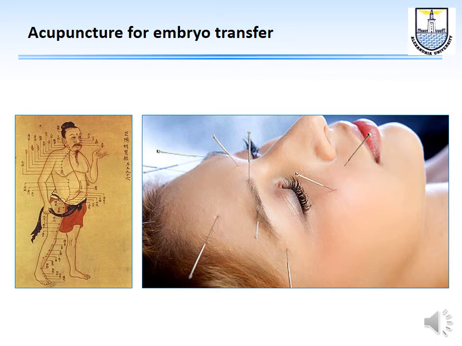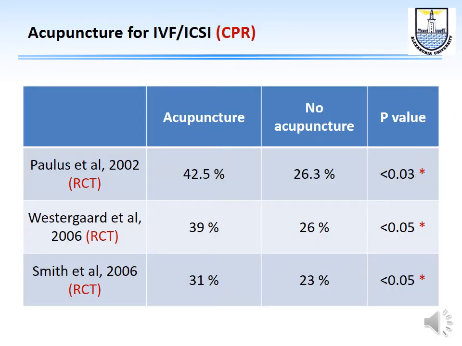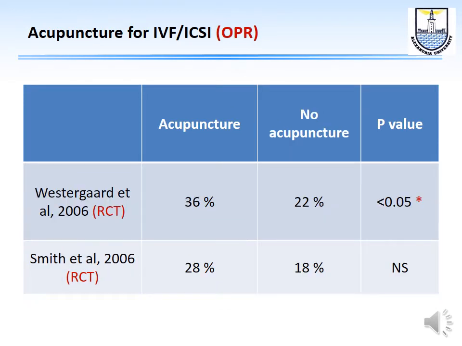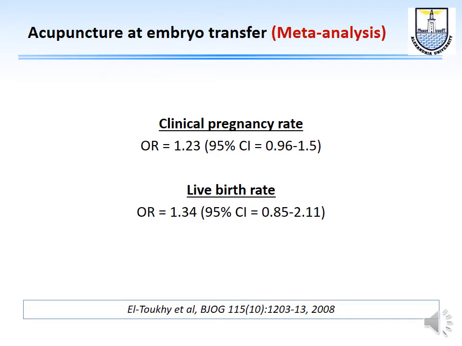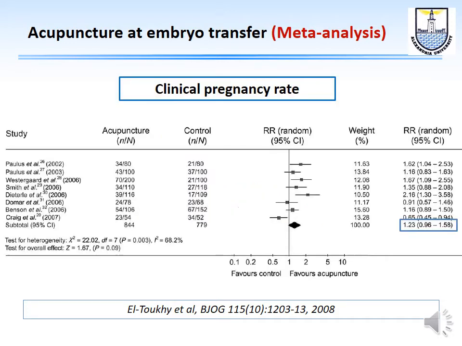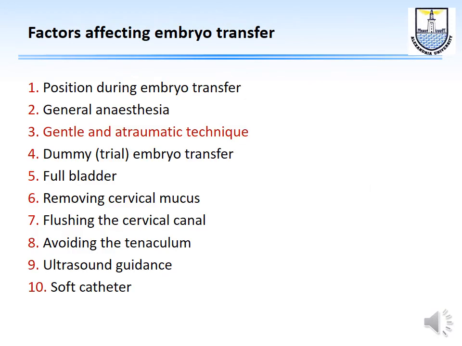Acupuncture was also tried. And in fact, does it make any difference? Well, at the beginning, there were some randomized studies showing that it does give some benefit. It increases the clinical pregnancy rate. But some studies did not agree. And then when the meta-analysis was done by Tariq Touhi from St. Thomas's Hospital, London, there was no difference, in fact, between giving acupuncture or not giving acupuncture in the clinical pregnancy rate and in the live birth rate. And this is the forest plot. As you can see, this is the clinical pregnancy rate, and it does not change.